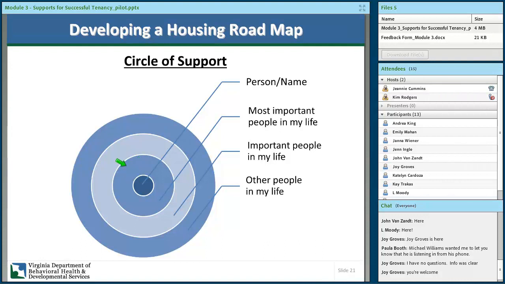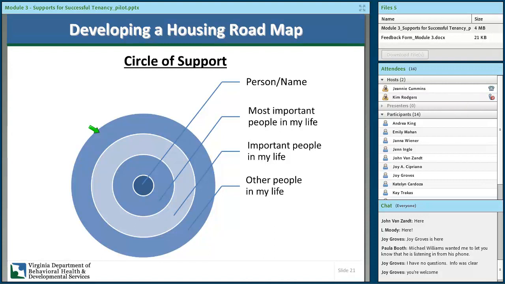So the person goes in the middle, and in that first ring are the most important people in the person's life. Then proceed to the outer circles and list important people in the person's life and other people in the person's life. Include people in each circle as appropriate, such as relatives, such as siblings, cousins, aunts, and uncles, friends, co-workers, coaches or teammates from recreation activities, people who taught or supported the individual at school, like teachers or aides, bus drivers, congregation members, former direct support staff.